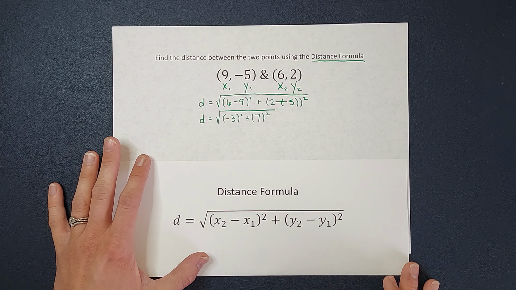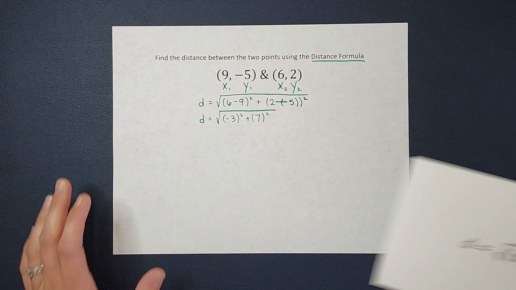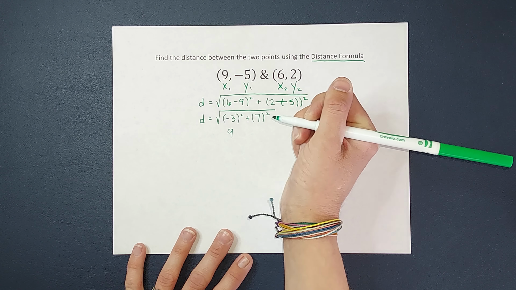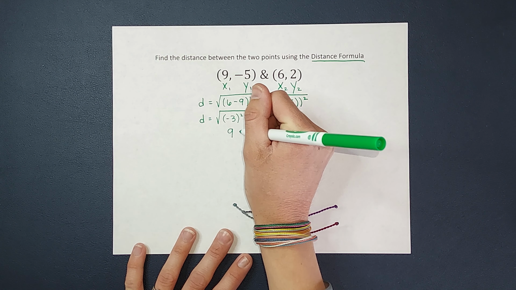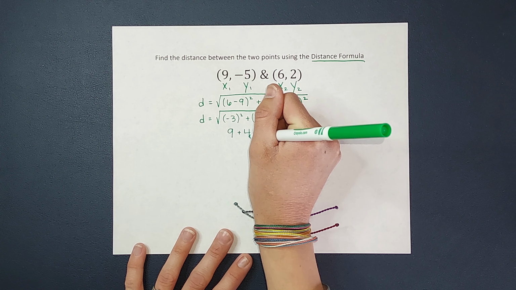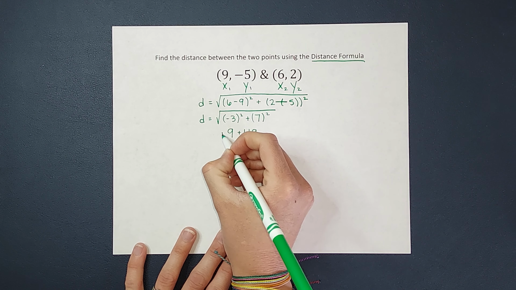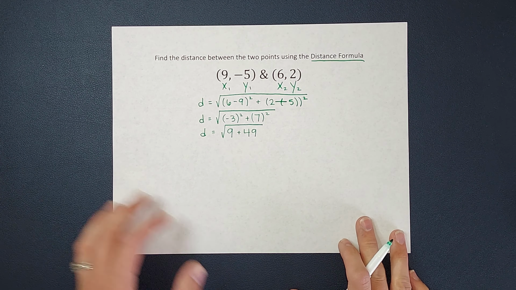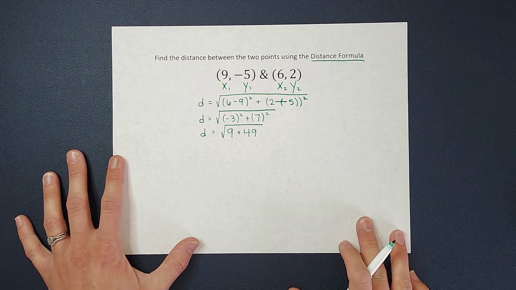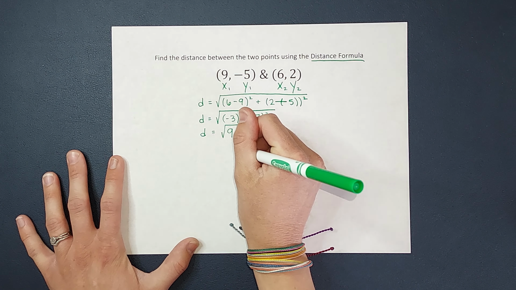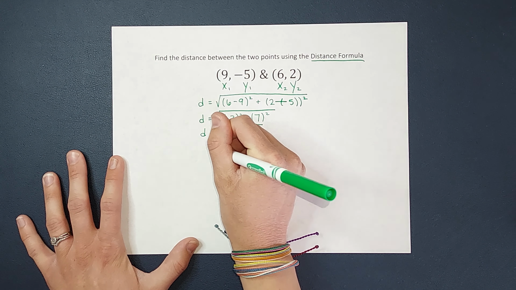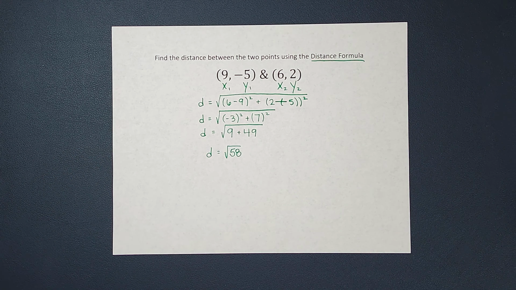Now let's square these. So -3 times -3 gives me a +9. And 7 squared, 7 times 7 gives me 49, okay? And we are still square rooting. I don't know if that's a word, but it is today, okay? Now 9 plus 49 is going to give me 58. And we still have that square root, okay? So right now I have that my distance equals the square root of 58.